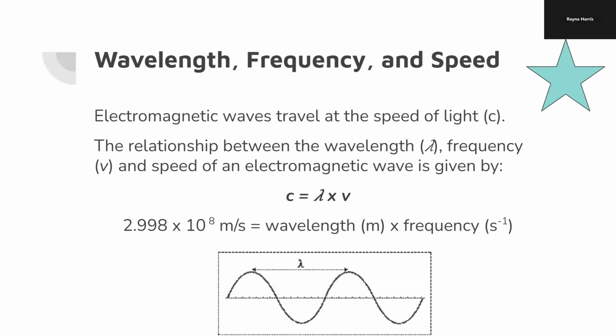So the speed of light is equal to the wavelength, this is that lambda that we showed you, times the frequency, and frequency is nu here. Our wavelength is in meters, and our frequency is in inverse seconds, seconds to the minus 1, sorry.